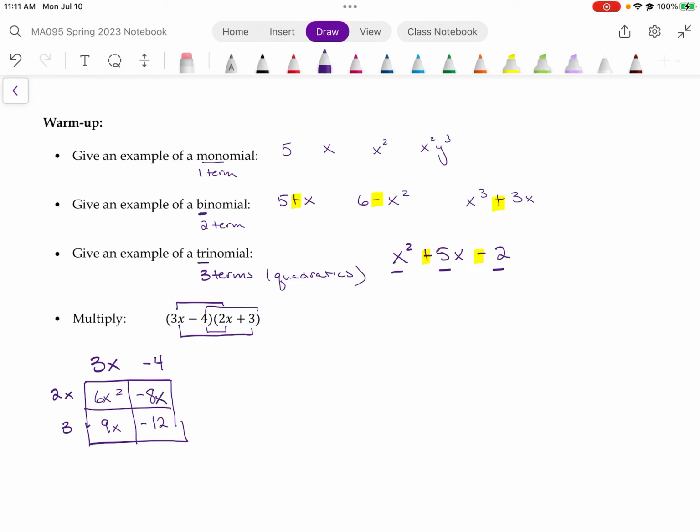Now remember, then we're going to combine these two. And what I want you to notice here is the first term, 6x squared, is pretty straightforward. It's just the first 2, these two multiplied together. And then the next term is either one of the ones I've highlighted. So we'd say plus 9x minus 8x, and then minus 12.